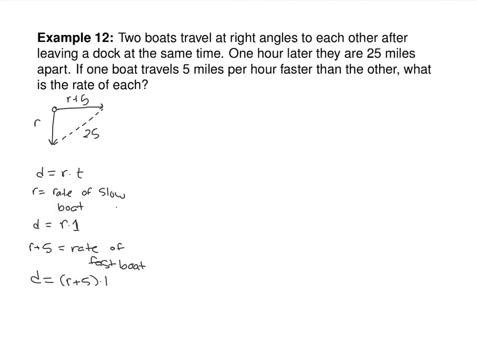And now, what could you possibly use to get at those r's? It's a right triangle, isn't it? a squared plus b squared equals c squared. Exactly, the Pythagorean theorem. So you'd have r squared plus the quantity r plus 5 squared equals 25 squared.